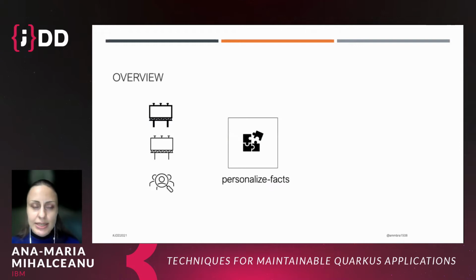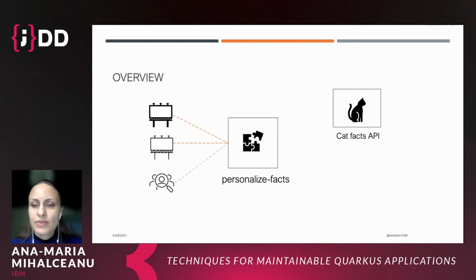And in today's demo, because I want to give you an overview of what we're going to improve and what we're going to maintain today, we're going to look at the personalized facts microservice that is exposing some API. And this personalized facts microservice, probably like in real life, is consuming some information from a third-party endpoint that's not necessarily under control. And in this case, it's the cat facts API. And I'm consuming information from this part.